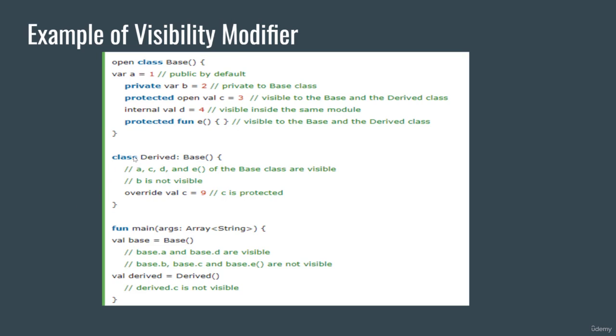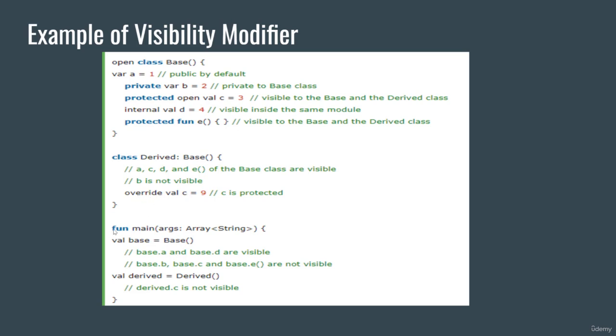So here we have our derived class. A, C, D, and E of the base class are visible. B is not visible. Why is that? Well, because it's private, so it's only available in the base class itself. Protected, internal, and public variables, however, are visible in the derived class. And then we can even override the value C because it's protected, so it can be used in the derived class, but it's also open, so we can override it. Okay, C is protected, but we can override it with the override keyword.